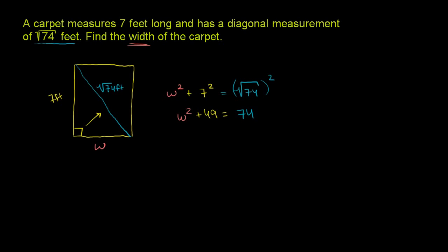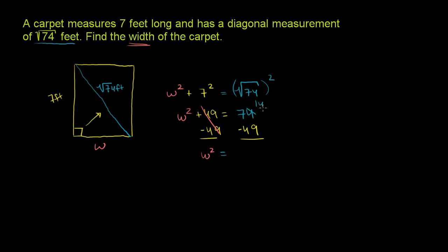We can subtract 49 from both sides of this equation. So we have just a W squared on the left-hand side. Subtract 49 from both sides. The left side, these guys are going to cancel out. We're just going to be left with W squared is equal to, what's 74 minus 49? Well, we could do a little bit of regrouping or borrowing here if we don't want to do it in our head.